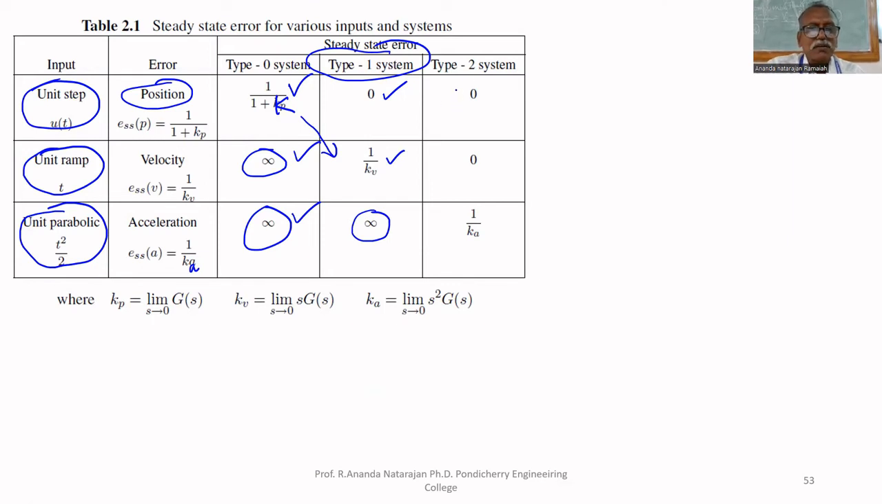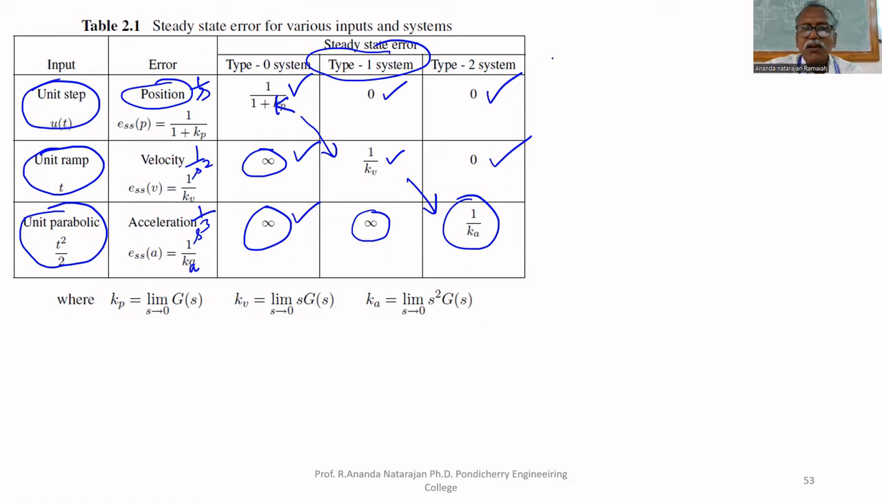If it is type 2 system, for position input, you are getting 0 error. For velocity input, you are getting 0 error. For acceleration input, you are getting 1 by Ka. So this you have to remember. You have to memorize, no other way. Position input means what? 1 by S. Velocity input is 1 by S square. Acceleration input is 1 by S cube.